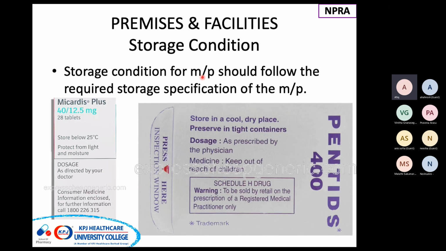So storage condition for materials and products should follow the required storage specification. So here is an example of the product. Let's say for this mica disc plus, it must be stored below 25 degrees Celsius and protected from light and also moisture. So you need to have a temperature control. You have to check the humidity and also the light source. And this one is stored in a cool and dry place, preserved in tight containers. So this is less specific than this mica disc plus.